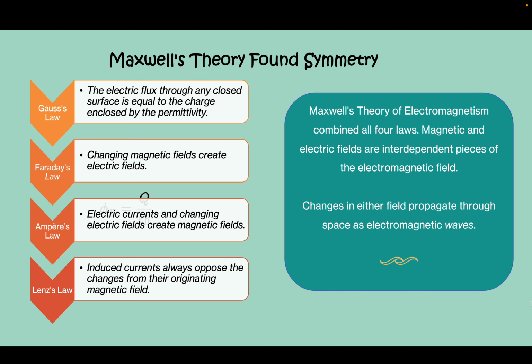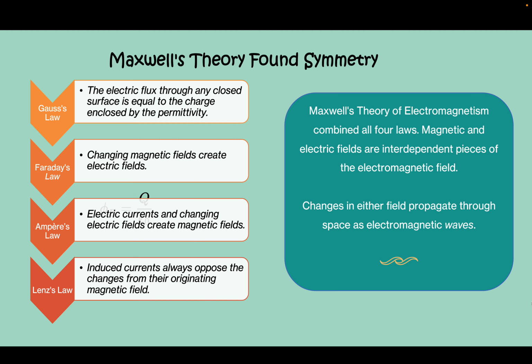So in Gauss's law, the electric flux through any closed surface is equal to the charge enclosed by the permittivity. Faraday's law states that changing magnetic fields create electric fields. Ampere's law states that electric currents and changing electric fields create magnetic fields. And Lenz's law states that induced currents always oppose the changes from their originating magnetic field.